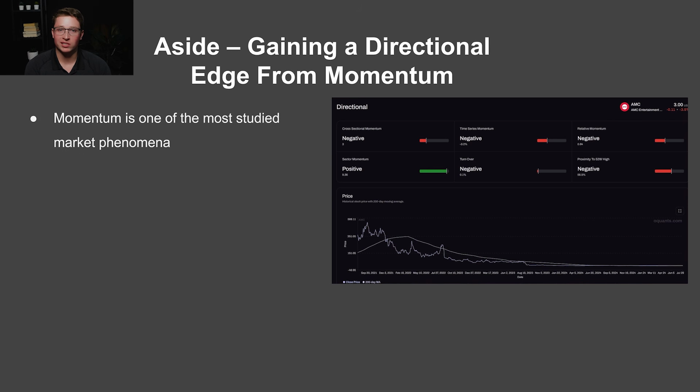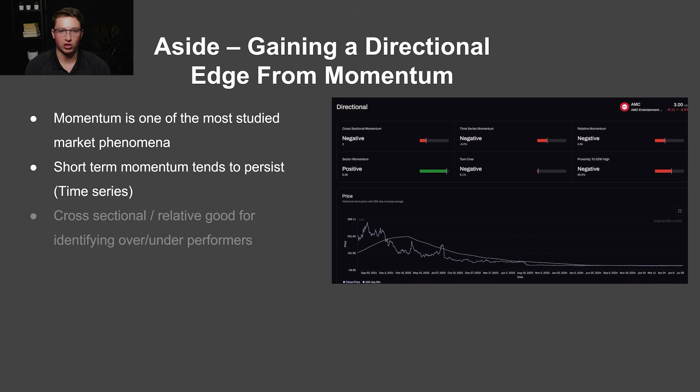Momentum is one of the most studied market phenomena, and these factors have been widely studied in academic literature. Studies have shown that short-term momentum persists, especially over 1 to 3 month horizons. Cross-sectional and relative momentum are effective at identifying outperformers and underperformers, and time series momentum is particularly helpful in spotting trend continuation, even in volatile names like AMC.